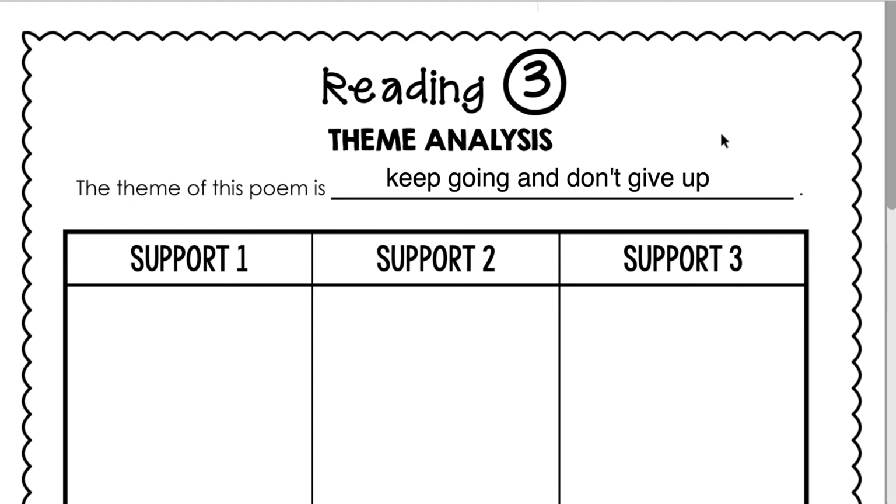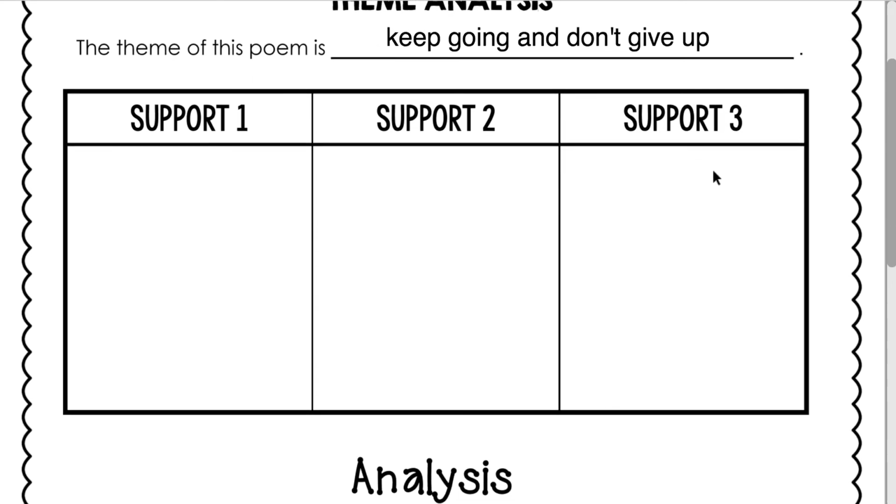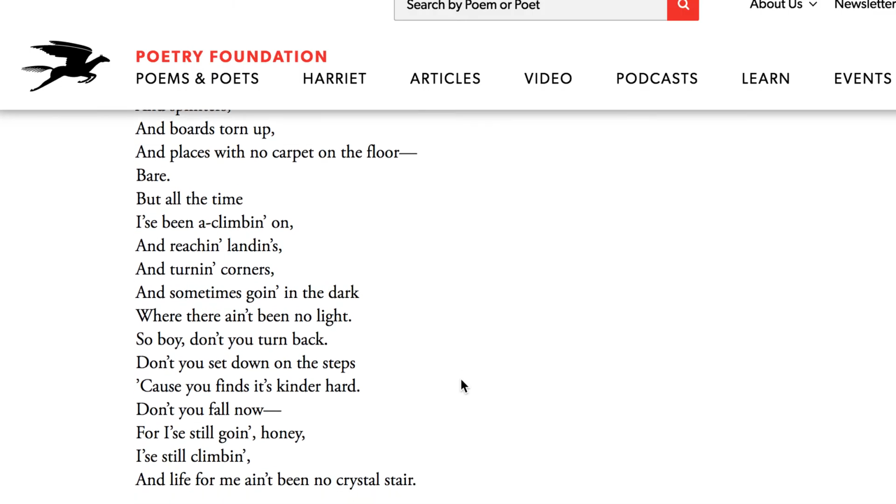So this is one of those rare examples where the lesson that the character is supposed to learn is also something that we're supposed to learn too. So that's my theme: keep going, don't give up, maybe perseverance if we wanted to put it in just one word, to persevere, to keep going, not to give up. So for the support, we're going to look back in the poem and see what tells me that this is to keep going and not to give up.